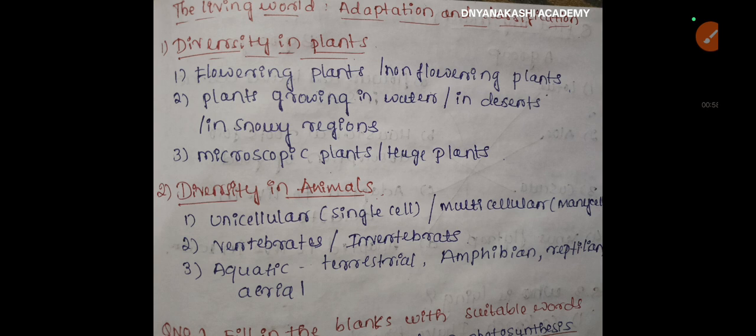This is our channel. In this class, we are discussing 7th class science, chapter 1, The Living World: Adaptation and Classification. In this chapter, we are discussing very important questions and answers through discussion.